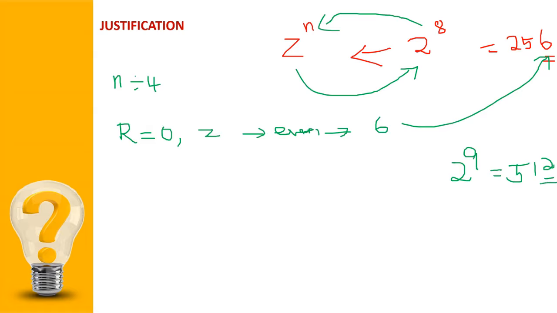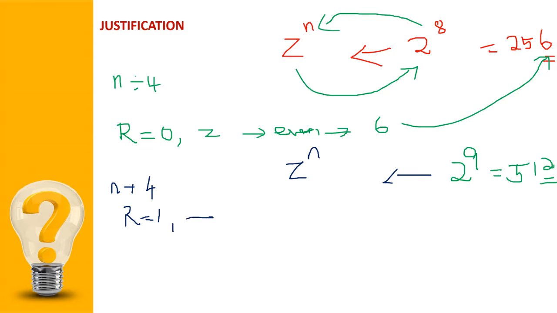That is, the unit digit of 2 power 9 will be 2. Same thing we can apply with, let's say, z power n. I'm putting it in a different color again. So z power n, as you can clearly visualize, the value of z is 2 and n is 9. So again I'll divide n by 4. 9 divided by 4, I get a remainder of 1.